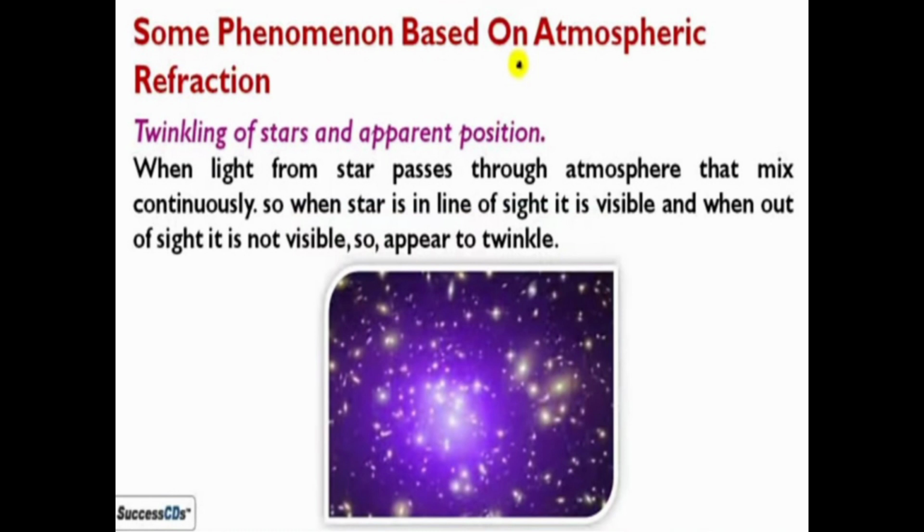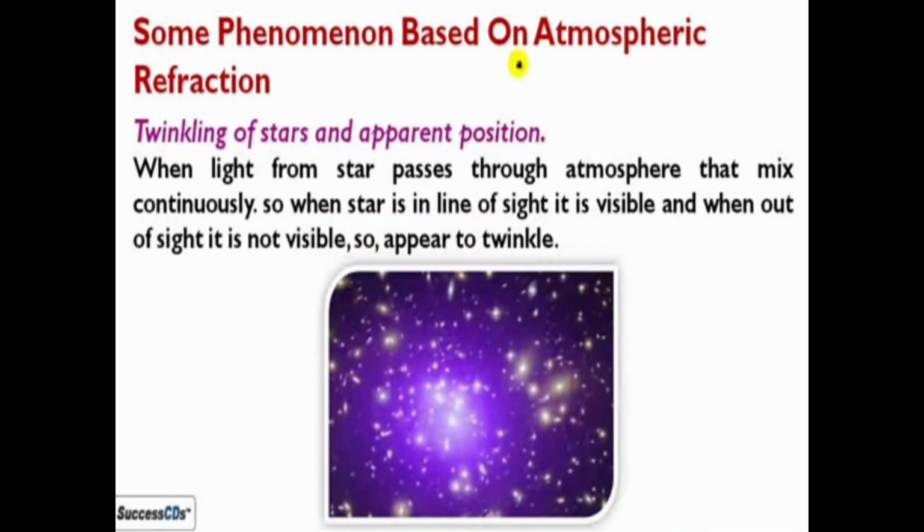Wherever the star actually is, we can't see it exactly in that position. It appears slightly different from its actual position, and that's why the star appears slightly higher than its actual position. So we observe the star a little bit higher than its actual position whenever it is viewed.